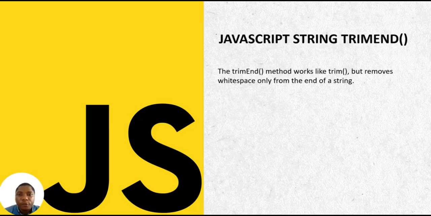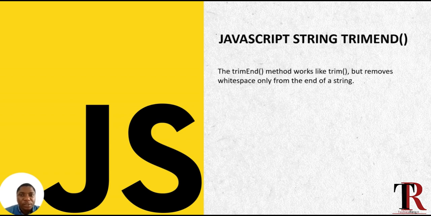remove white spaces from the beginning of a string. And in this lesson, we will be taking a look at the opposite of it, which is the trimEnd. The trimEnd method works like trim, but removes white space only from the end of a string. So unlike trimStart, which removes white space only from the beginning of a string, trimEnd removes white space only from the end of a string.